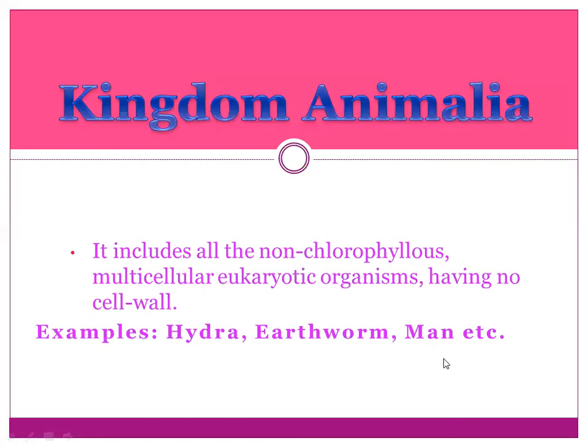So according to the new classification of Margulis and Shivers, there are 5 kingdoms. Number 1 is prokaryota, number 2 is protoctista, number 3 is fungi, the fourth one is plantae, and the last one is animalia. So students, that's the end of today's chapter, chapter number 3, classification of living organisms.